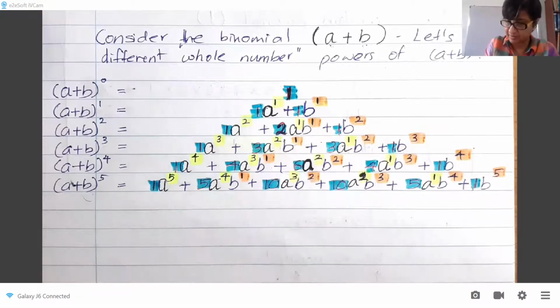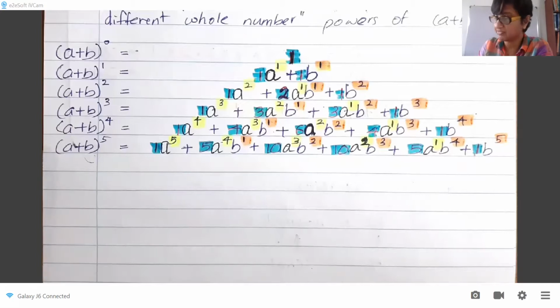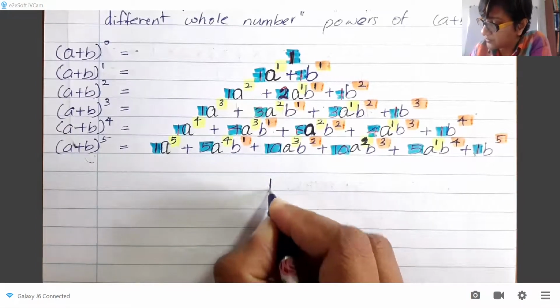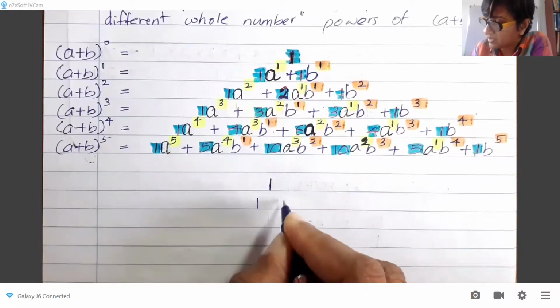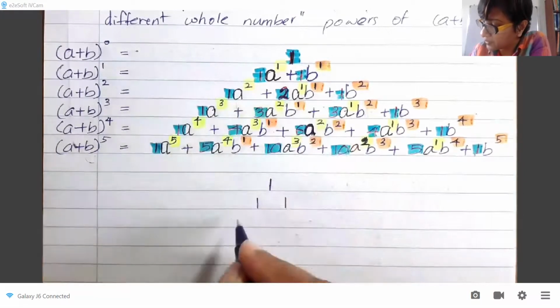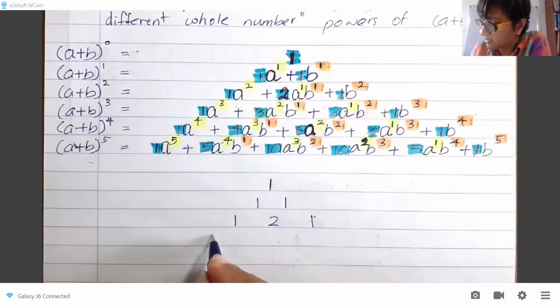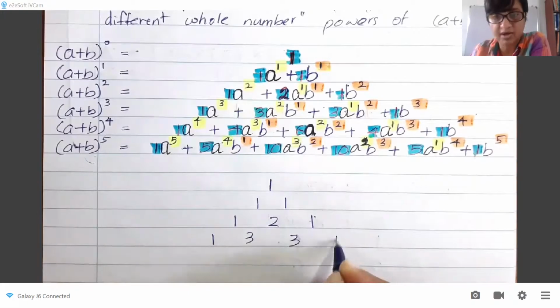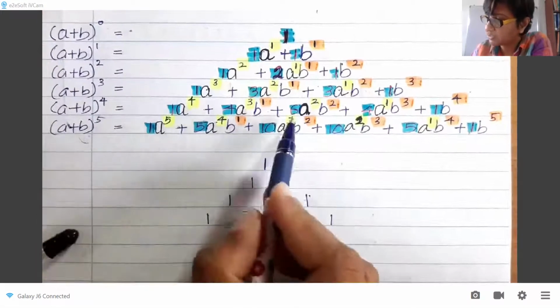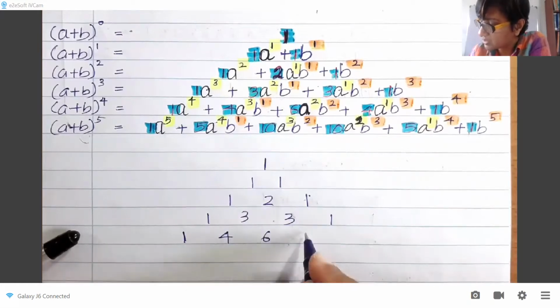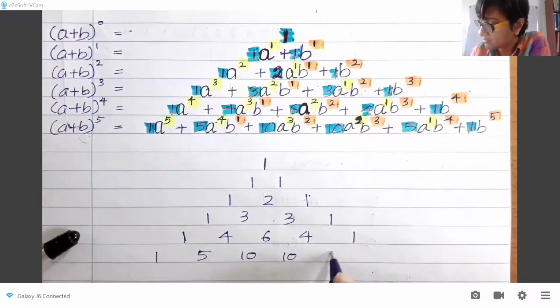Let me write these coefficients that I highlighted in blue in a different place. Only those numbers. Let me write like a triangle. On top I had 1, and then 1, 1. Then 1, 2, 1. Then 1, 3, 3, 1. Then 1, 4, 6, 4, 1. Then 1, 5, 10, 10, 5, 1.